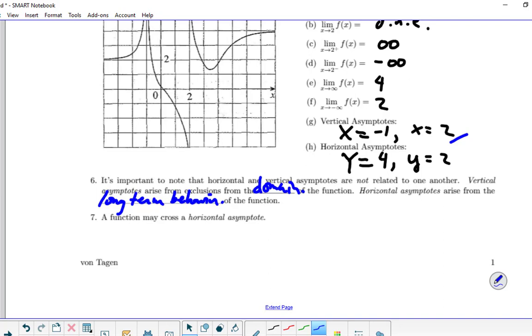So if a vertical asymptote describes the behavior near where a function's undefined, can a graph ever cross a vertical asymptote? Can you ever have a point on a vertical asymptote? No, because it has to do with where the function's undefined.